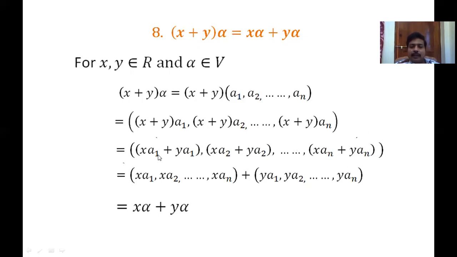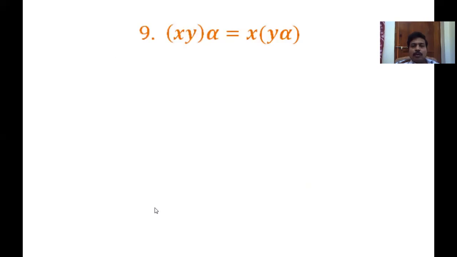This vector can be written as (xa1, xa2, and so on, xan) plus (ya1, ya2, and so on, yan). This is x times (a1, a2, and so on, an), that is x alpha. This is y alpha. So you can conclude that (x plus y) times alpha is equal to x alpha plus y alpha. So we have proved the eighth axiom also.